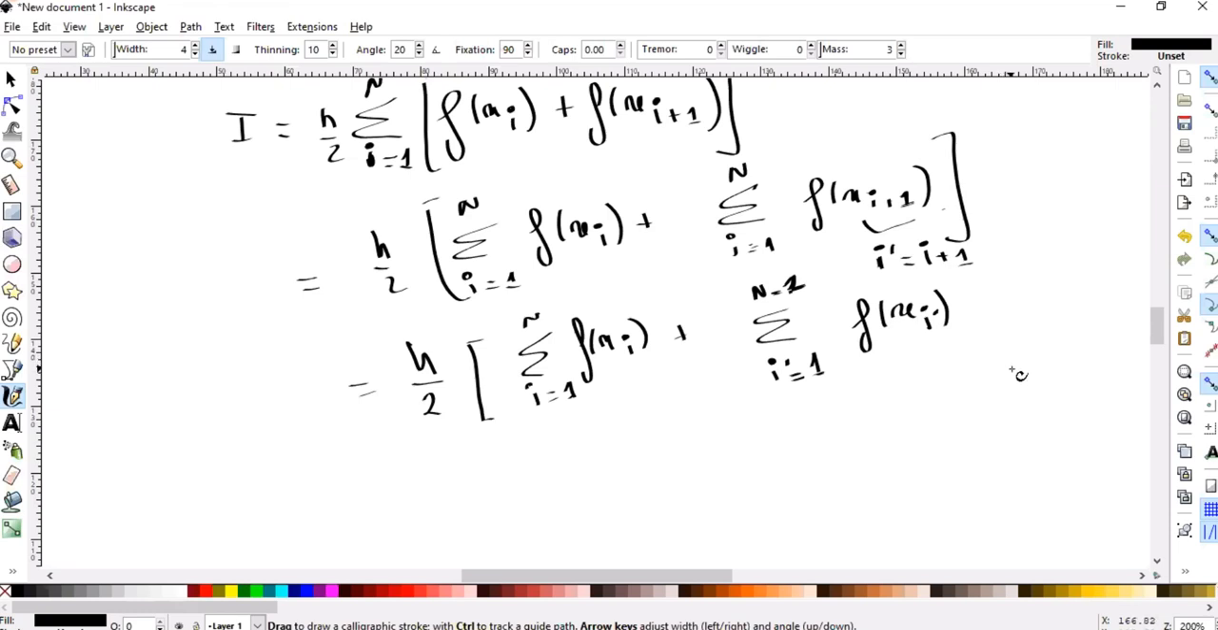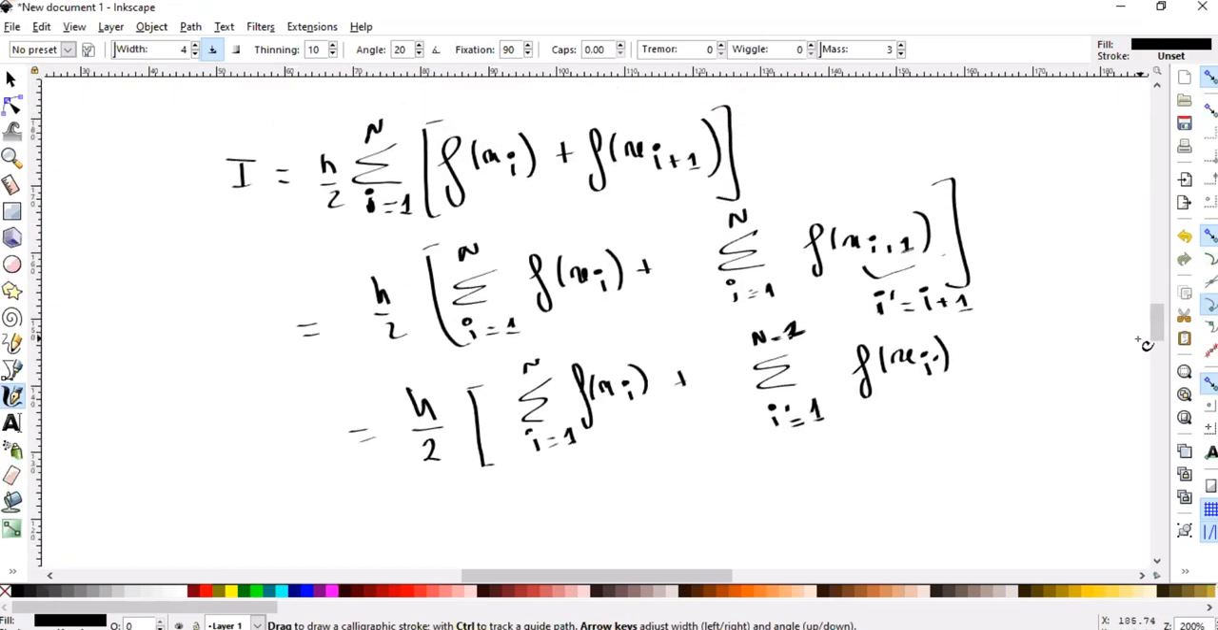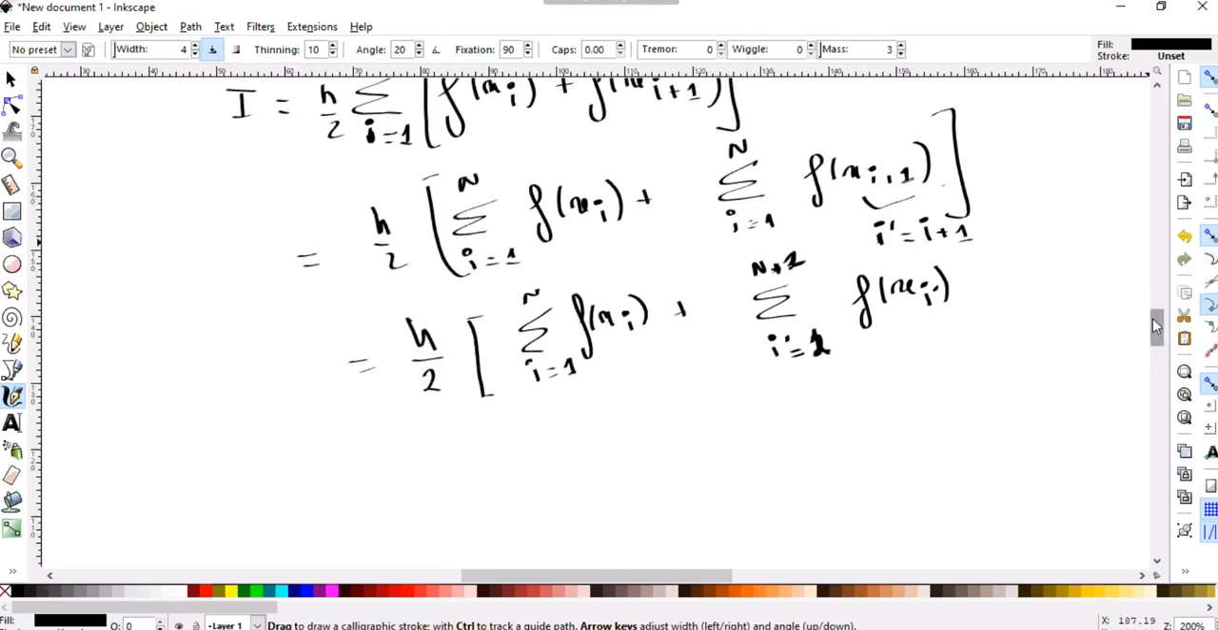So from 2 to n minus 2... from i prime is equal to, sorry, from i prime is equal to 2 till n plus 1. Yeah, because from 2 till n plus 1.